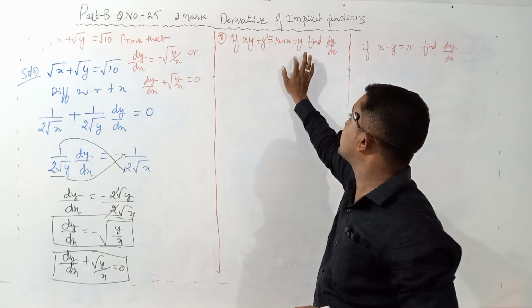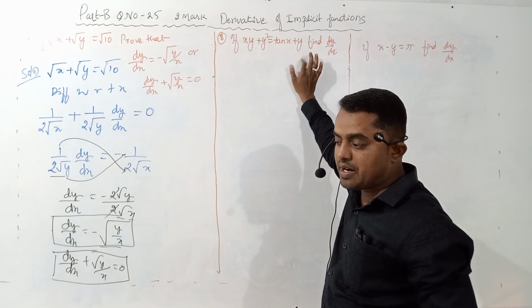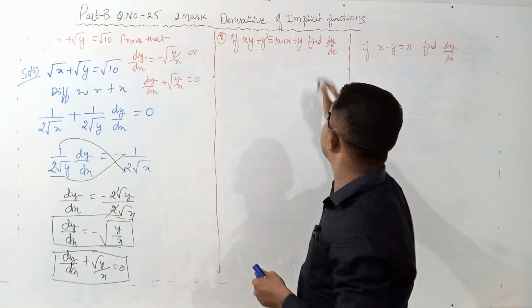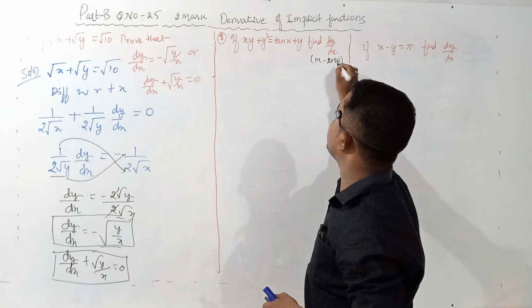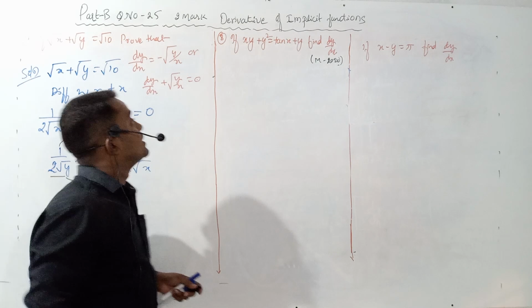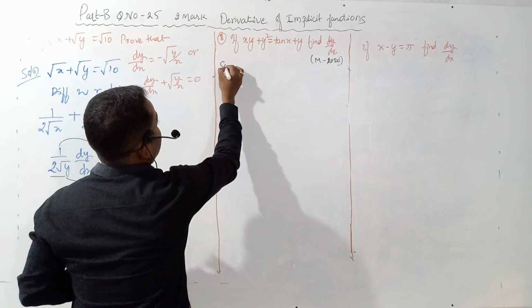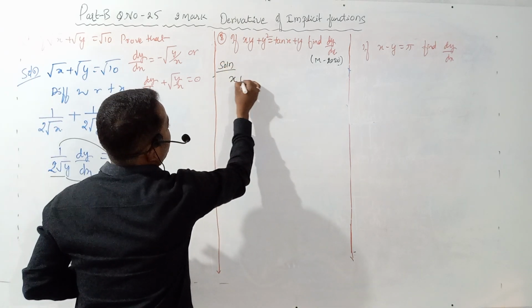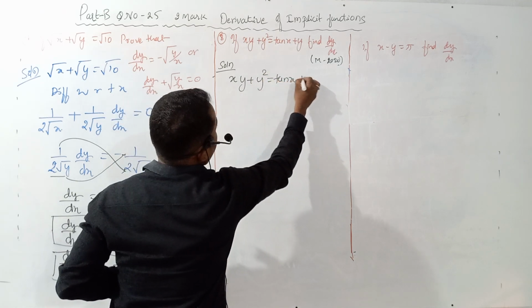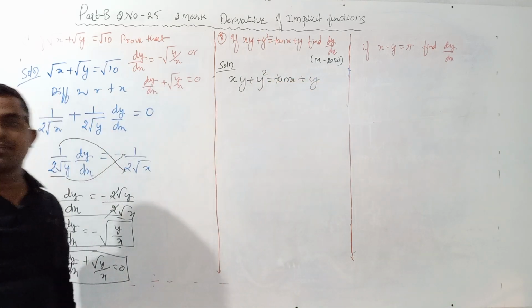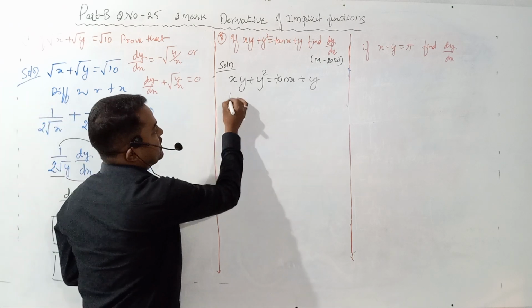This question has been asked in the year March 2020. See here, write the first solution. First step, x y plus y square is equal to tan of x plus y. Now differentiating with respect to x.